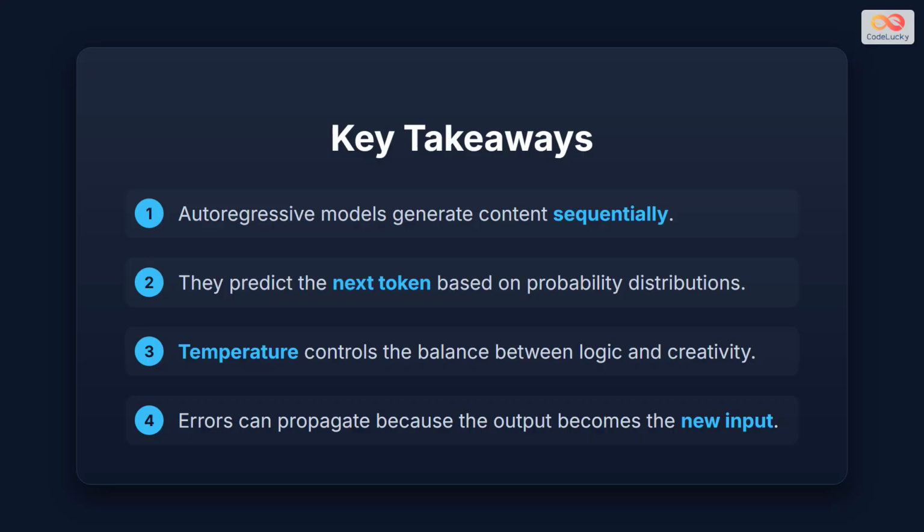To wrap up, remember these 4 points. Autoregressive models build content sequentially. They operate on probabilities to predict the next token. Temperature controls their creativity. And finally, their output feeds back into them as new input. This simple loop is what powers the incredible AI applications we see today.